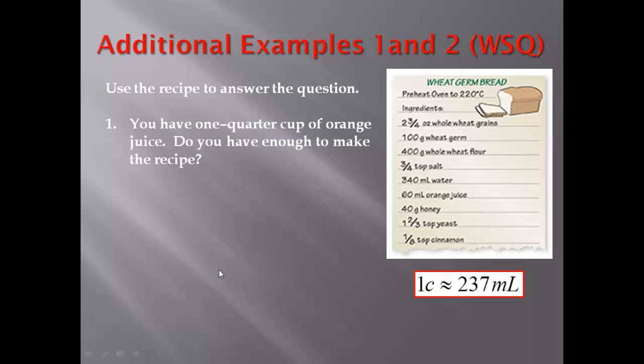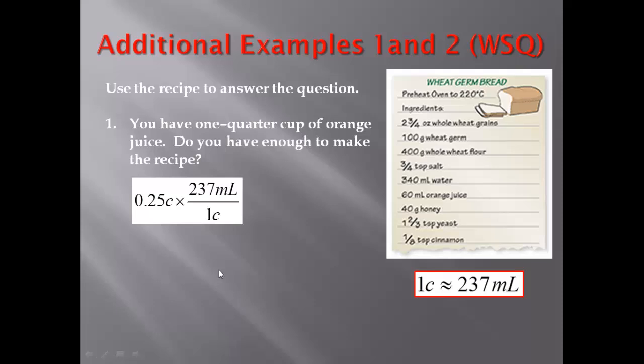Now we're going to look at an additional example. We're going to use the recipe to answer the question. Underneath the recipe, you'll see a conversion. 1 cup is approximately 237 milliliters. You may pause the video and try this on your own, or you can follow along. Our question is, you have 1/4 cup of orange juice. Do you have enough to make the recipe?